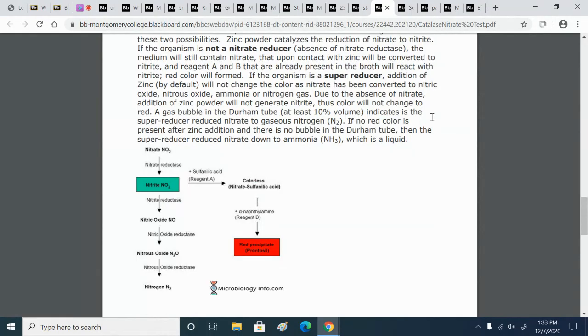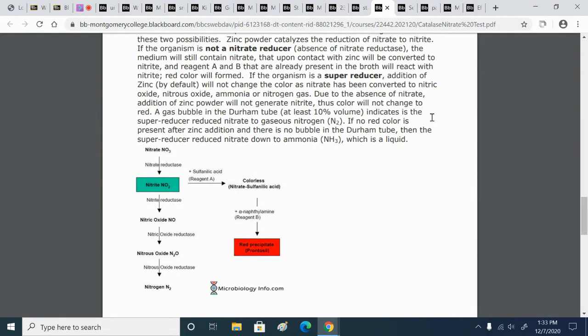So if the bacteria can reduce nitrate into nitrite, a red color will have formed. And that is a positive test result. That means the bacteria have nitrate reductase. If there's no red color, then we have to add zinc.